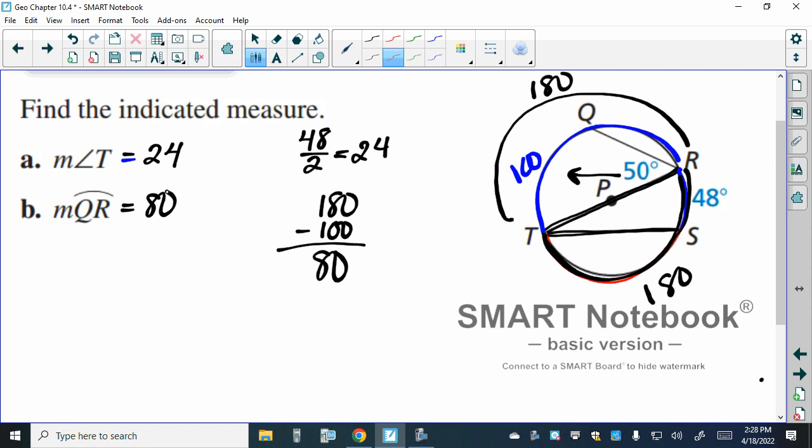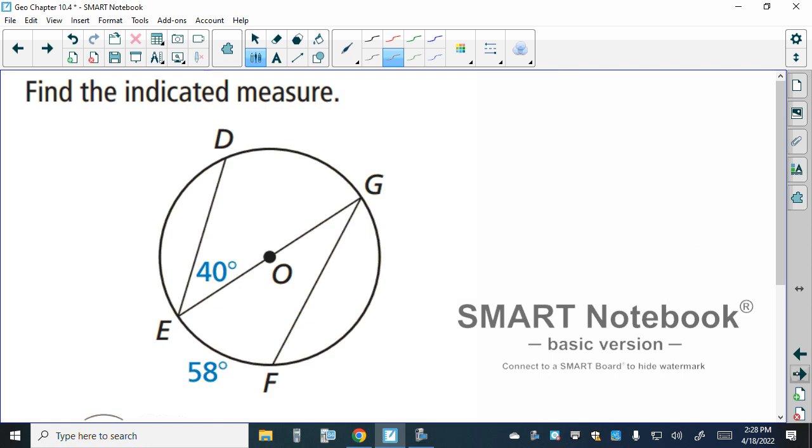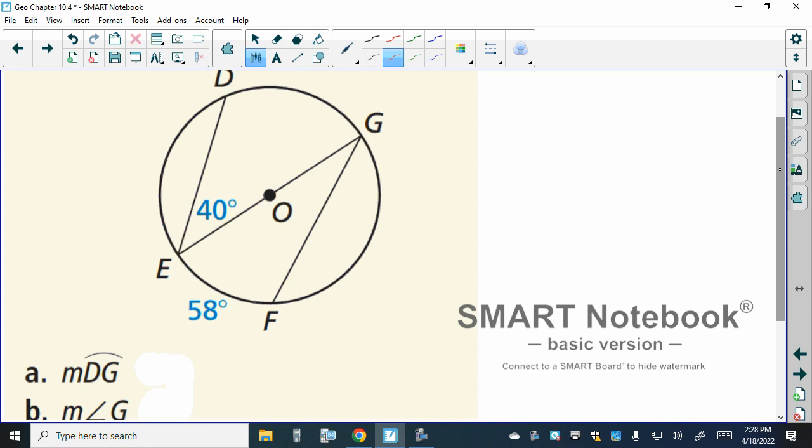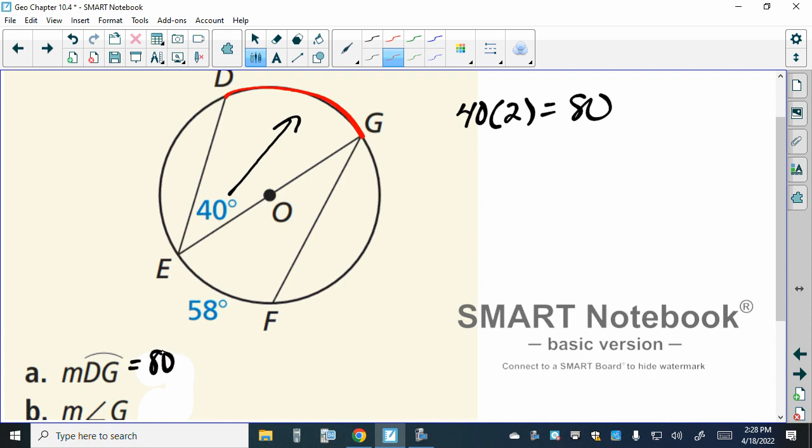Any questions on this here? So the first thing we want to find is arc DG. Since the inscribed angle is 40, we multiply it by 2. So 40 times 2 is, so the measure of arc DG is 80. So DE would be 100, yes. Because EG is the diameter. It's half the circle.